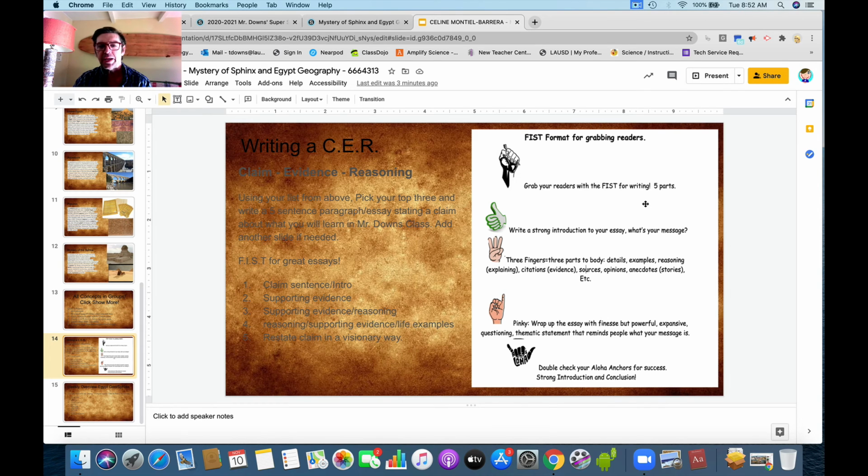The FIST format helps you because you grab your readers with a strong introduction. Then you come in there with your evidence or a story or a citation. Then you give some more evidence, another citation, some reasoning, an anecdote, which is just like a story. Then you give some supportive reasoning or opinion on why you used that evidence. And then you wrap it up with a conclusion. And the conclusion ties into your introduction. All right, let's get started.